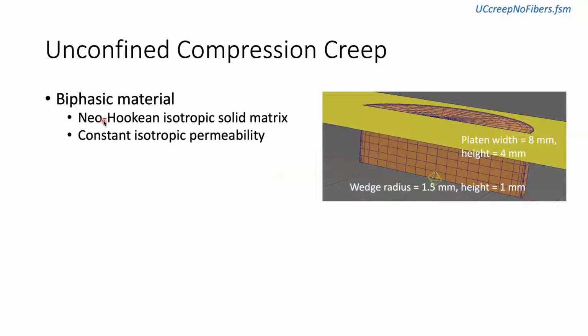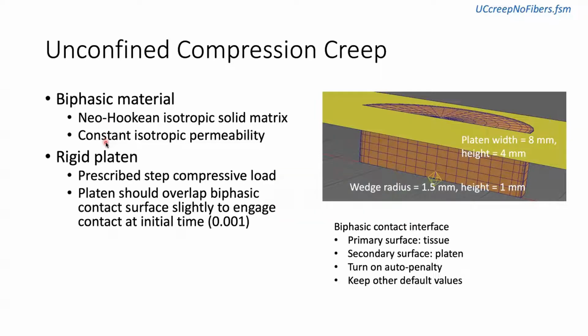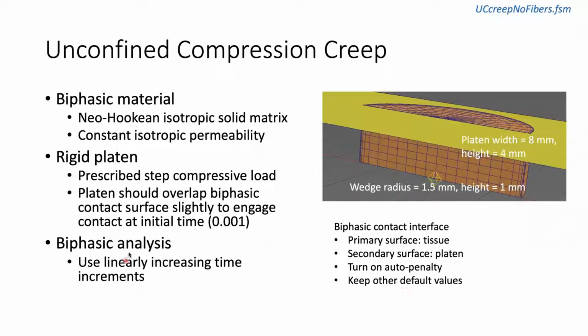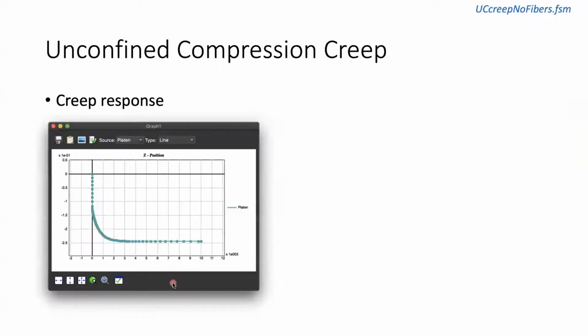So we picked a neo-Hookean isotropic solid matrix, constant isotropic permeability. We prescribed not a step compressive load, but we ramped it up in 1 second. And we let the platen overlap the biphasic contact surface slightly to engage the contact at the initial time. The amount of overlap was 0.001 millimeter, which is 1 micron. We picked the primary surface to be the tissue, the secondary surface to be the platen. We turned on auto penalty, and we kept all the other default values. Then for the biphasic analysis, we used linearly increasing time increments. So this is a summary of what we just did.